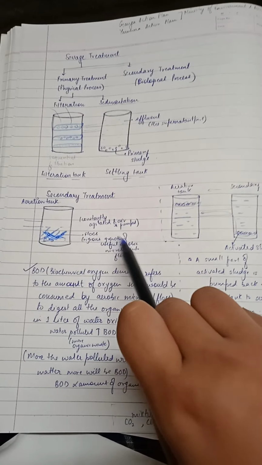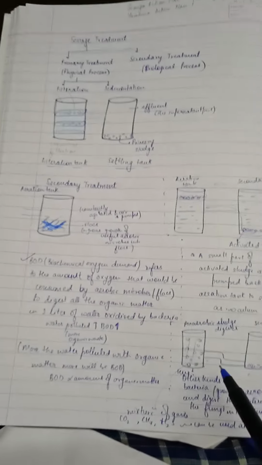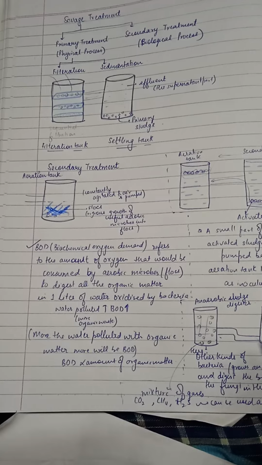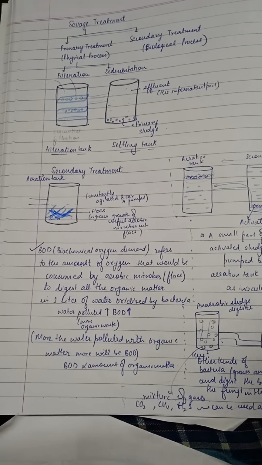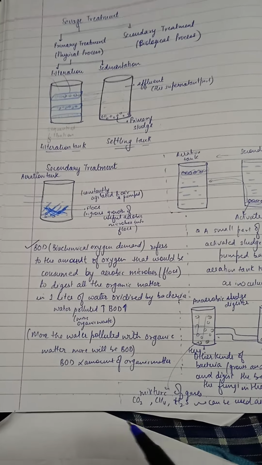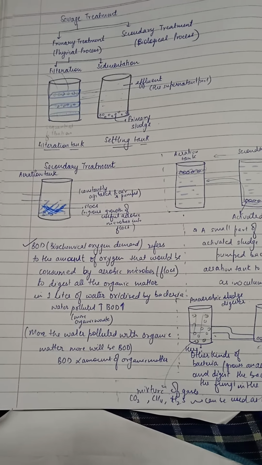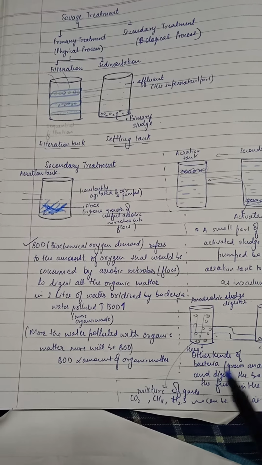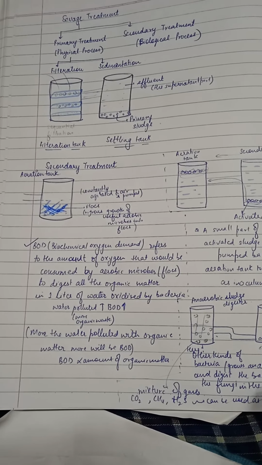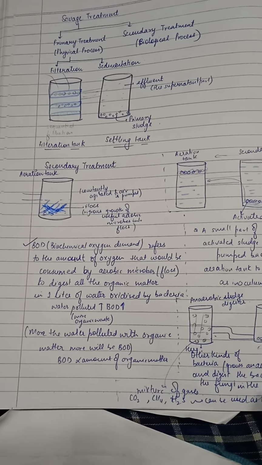Aerobic, why? Because they grow in the presence of oxygen. Common sense. And they release multiple gases, which is biogas. We have three gases: CH4, H2S, and CO2. This can obviously be used as biogas. Other kinds of bacteria grow anaerobically and digest the bacteria and the fungi in the sludge.